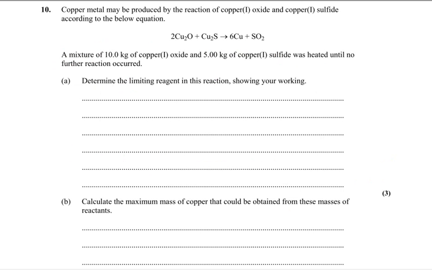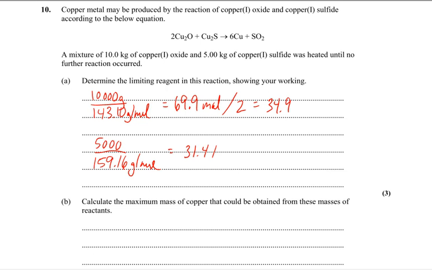Okay, number 10, we're going to find the limiting reactant for this reaction here. And so we'll convert to moles, divide by the coefficients. Here we go. Careful that you convert the kilograms to grams. Divide by molecular mass, and divide by the coefficient. And do the same thing for the Cu2S, the copper 1 sulfide. And clearly the copper 1 sulfide is the limiting reactant because that is the smaller number.